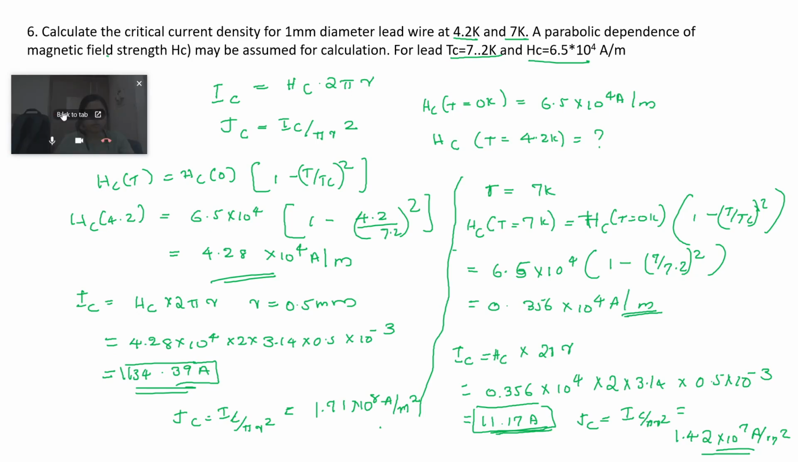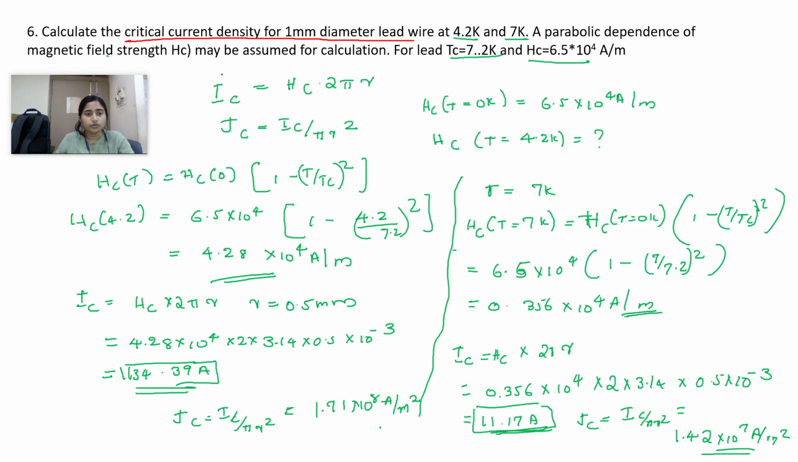So I'll explain this problem once again, then we will go to the next one. Okay. So calculate the critical current density. You have to calculate for 1 millimeter diameter lead, with temperatures given as 4.2 Kelvin and 7 Kelvin. A parabolic dependence you have to assume for the calculation. And for lead, Tc is equal to 7.2 Kelvin and Hc is given as 6.5 times 10 to the power 4 ampere per meter.